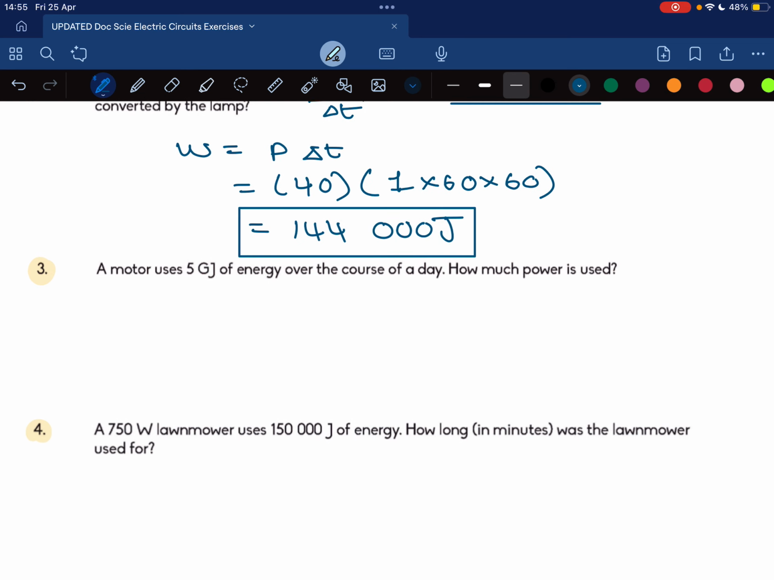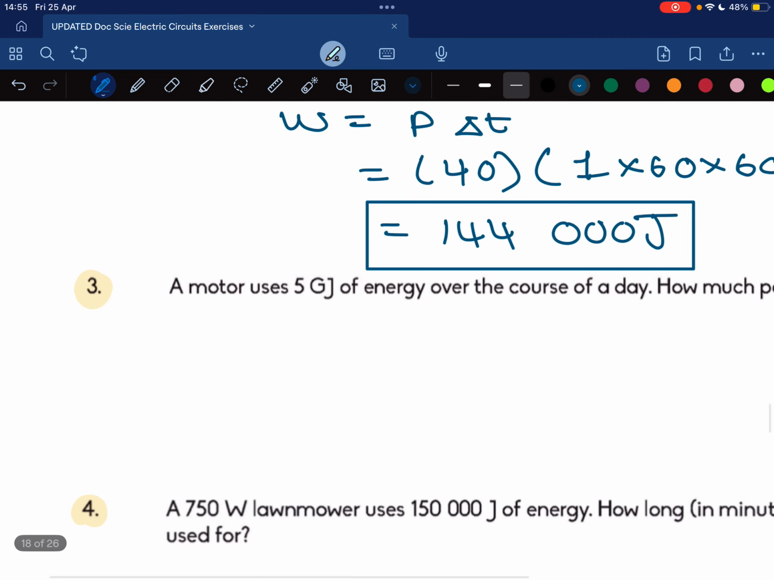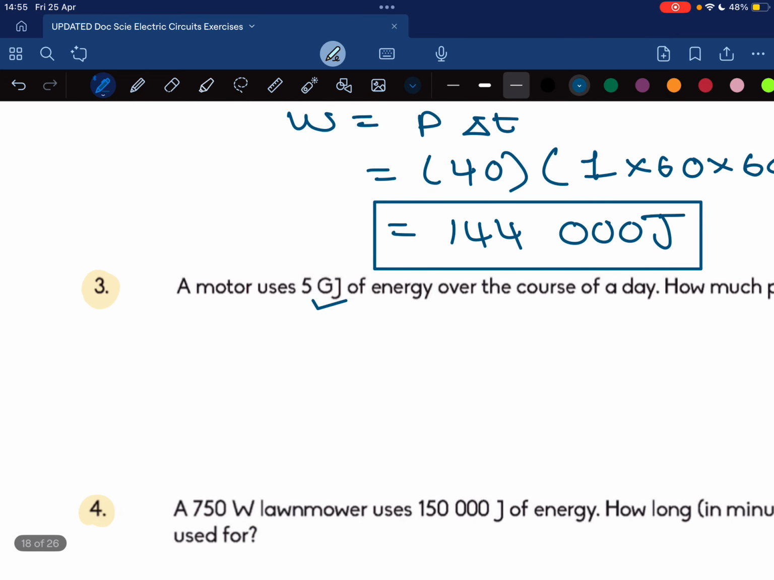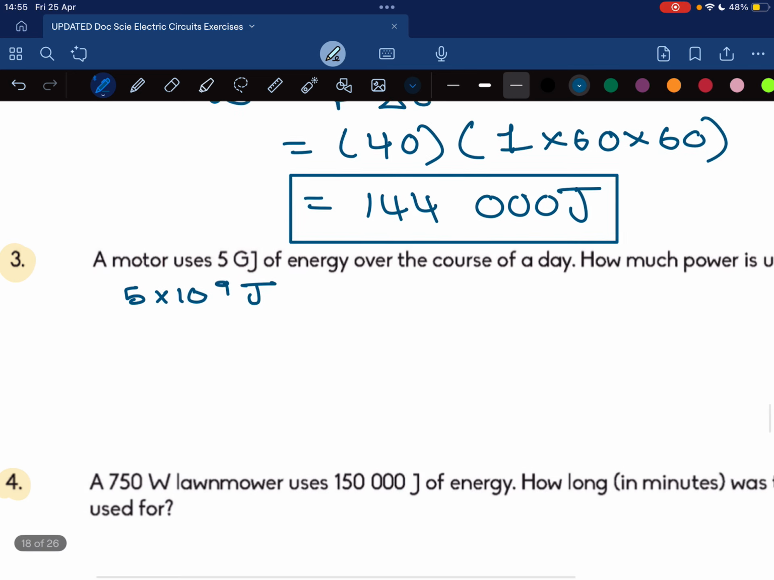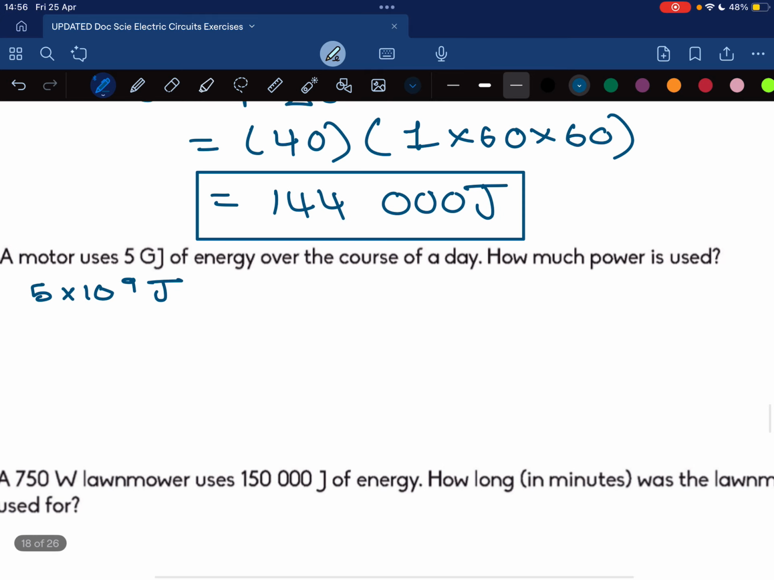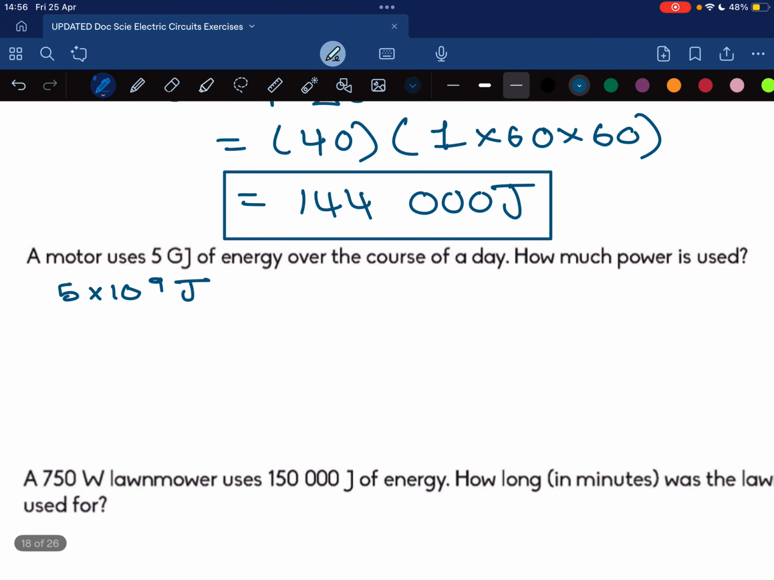For number 3, I'll just explain that this GJ is for gigajoules. Now gigajoules is 5 times 10 to the 9 joules. Okay, so take a moment and try and answer this question. It says the motor uses 5 gigajoules of energy over the course of a day. A day would be 24 hours. How much power is used?